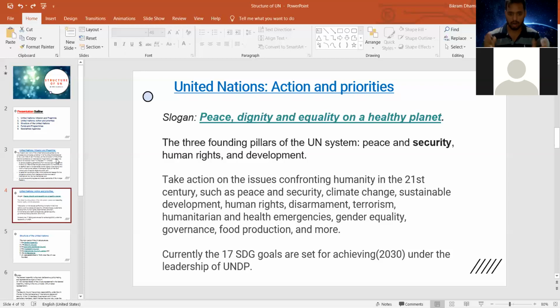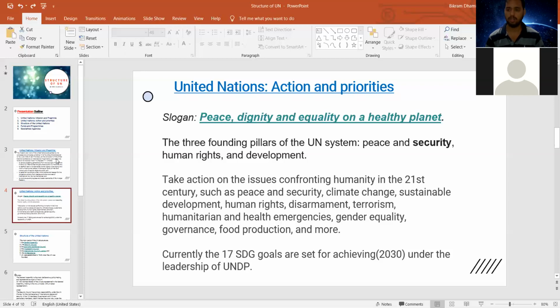So there are many humanitarian issues such as poverty and unemployment. The UN takes action on these types of issues. There are also issues of gender equality, that there should not be discrimination between male and female. And for better governance, for good governance, the United Nations takes action. And there is the production of food and many other types of issues.